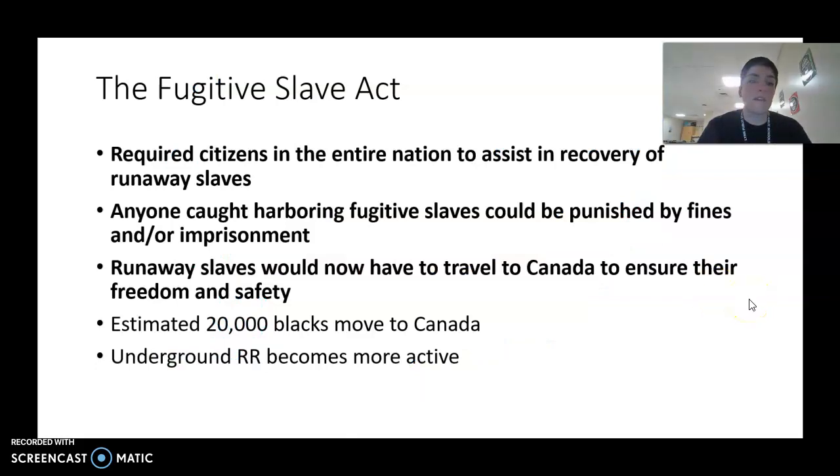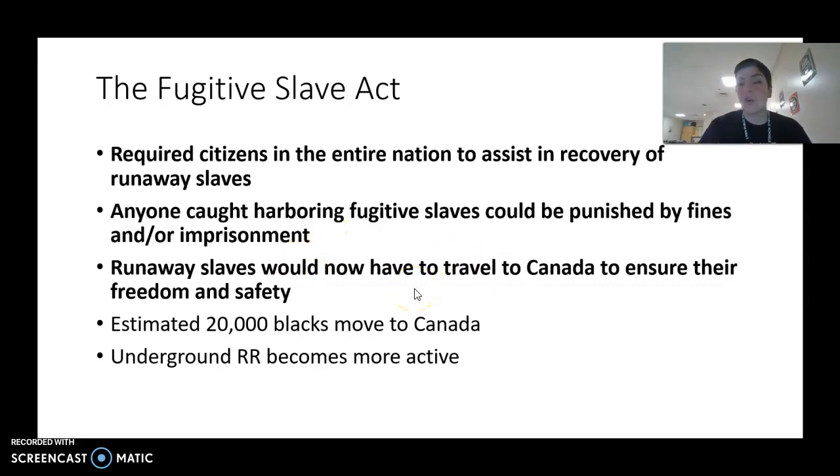The Fugitive Slave Act required citizens in the entire nation to assist in the recovery of runaway slaves. If anyone was caught harboring a fugitive slave, which means that they had a fugitive slave staying in their house or they were protecting a slave, they would be punished by fines or they could be imprisoned for that. If a runaway slave was found, it would be taken back to the state that they came from and usually given back to the owner that they came from. If they could not figure out where that slave came from, they would just sell him back into slavery, and they would allow that slave to go somewhere else.